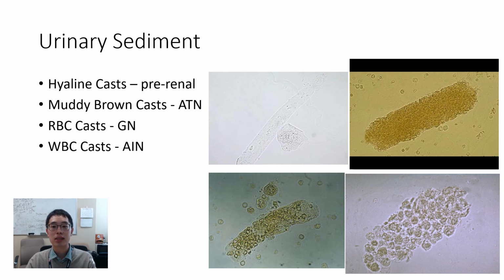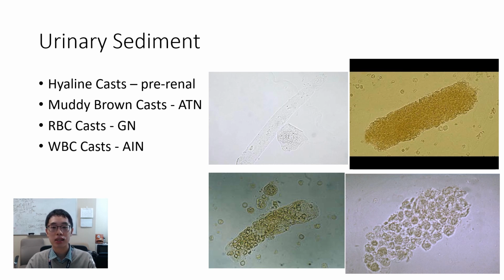A hyaline cast, seen in the upper left, is essentially the Tamm-Horsfall protein that is solidified in stagnant urine without any additional elements, basically your plain vanilla muffin without anything inside. When red or white blood cells get stuck in with the Tamm-Horsfall protein, we get RBC or WBC casts, which can be indicative of glomerulonephritis or interstitial nephritis, respectively.